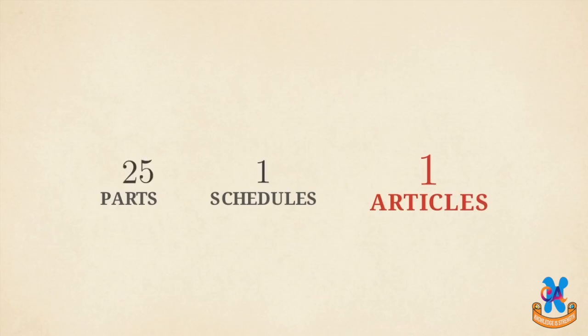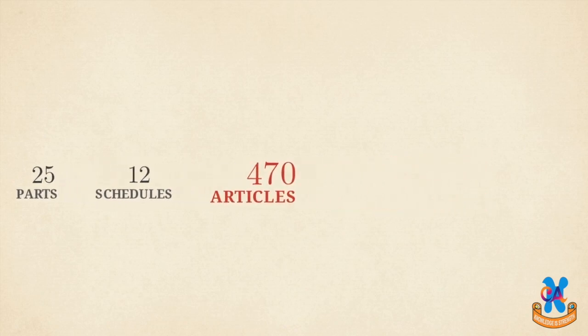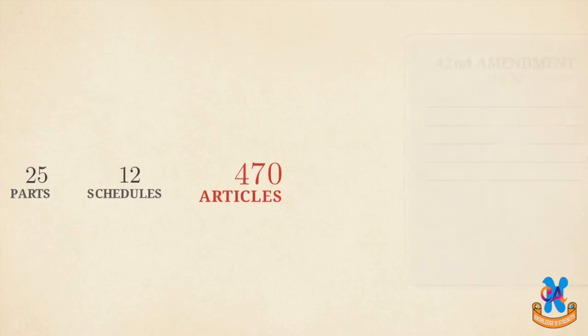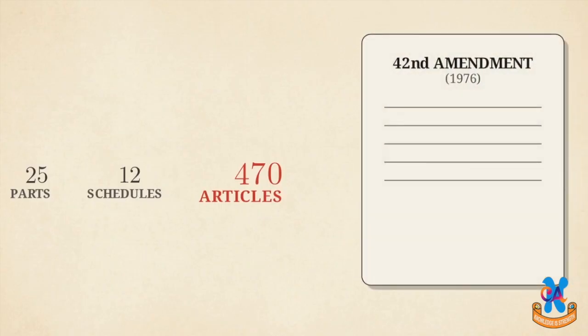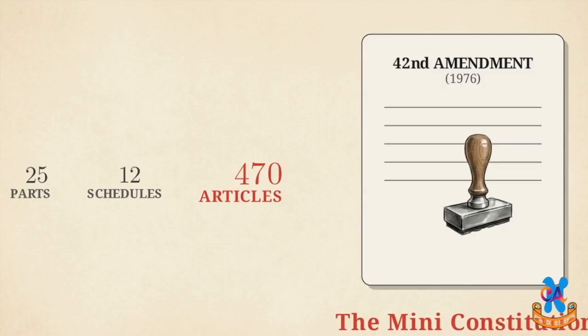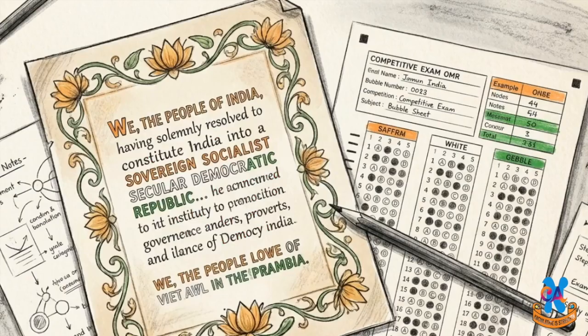To understand the document's scale, look at these numbers. The Constitution is divided into 25 parts and 12 schedules, containing nearly 470 individual articles. These provisions are not static. In 1976, the 42nd Amendment introduced a series of changes across the document. Because the revision was so extensive, it is frequently referred to as the mini-constitution. Mastering the specific sequence of the preamble and its amendments provides the framework necessary to navigate complex constitutional questions in competitive exams.